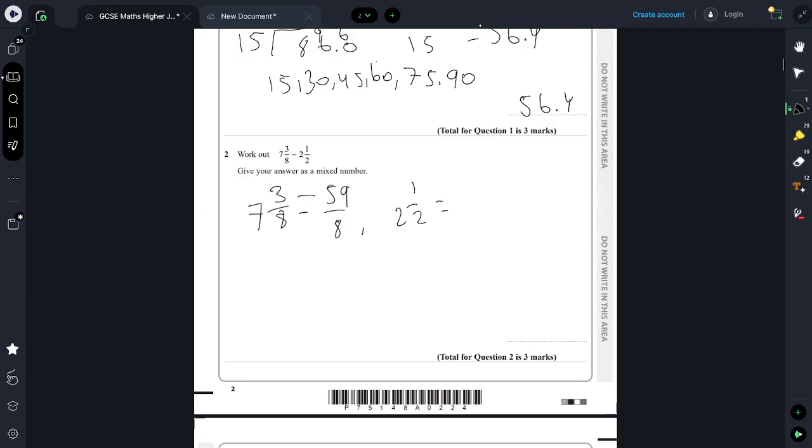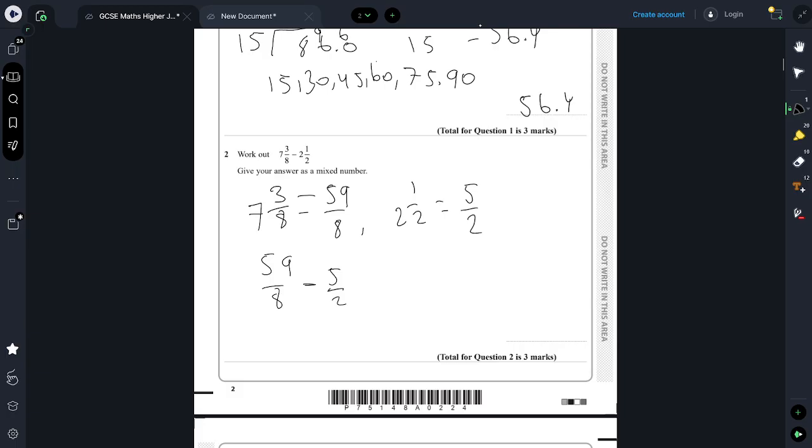Likewise, 2 and 1 over 2: times 2 by 2 is 4, add the 1, 5. So it'd be 5 over 2. Therefore, this is exactly the same as doing 59 over 8 minus 5 over 2, because these two are exactly the same fractions, right?